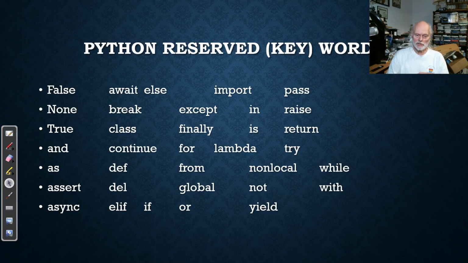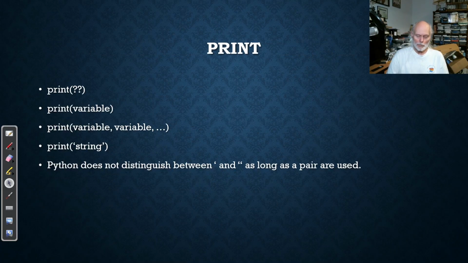You couldn't use a variable name with from because that's a reserved word. So here is a list of those reserved words, and as you go along and learn more about Python, you will understand why they're here and what they're used for. Now we also can print, and we're going to look at printing.